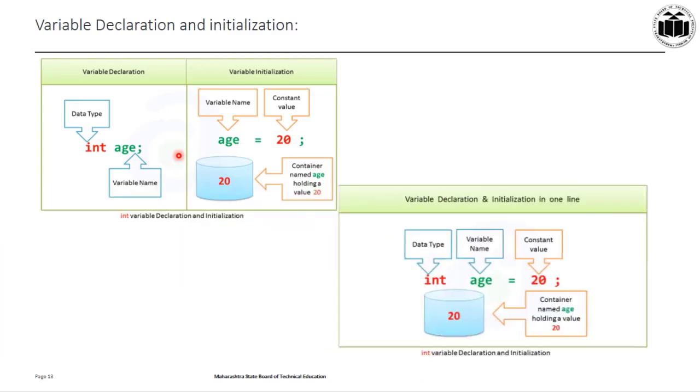So in the next diagram you can see variable declaration and initialization in one line. So int age is equal to 20. Here int is the data type, age is the variable name, and equal to sign, 20. So here you can declare the variable and initialize the value in one line. So this is the way how to declare the variable and how to initialize the values to those variables.